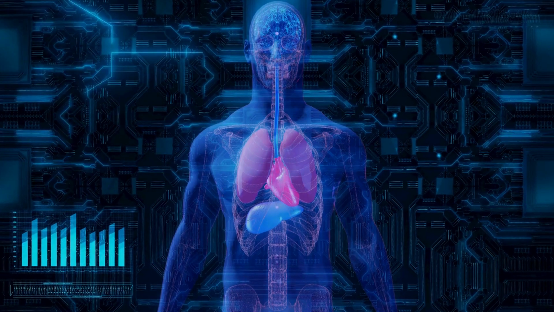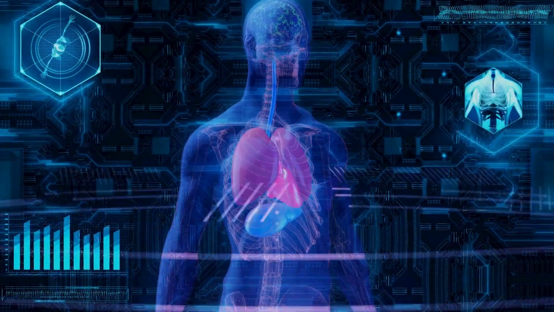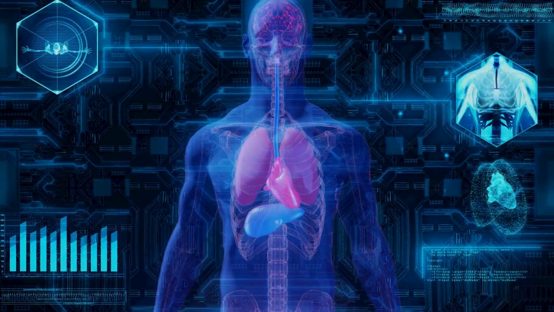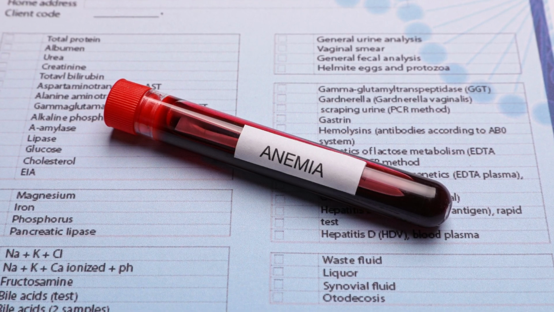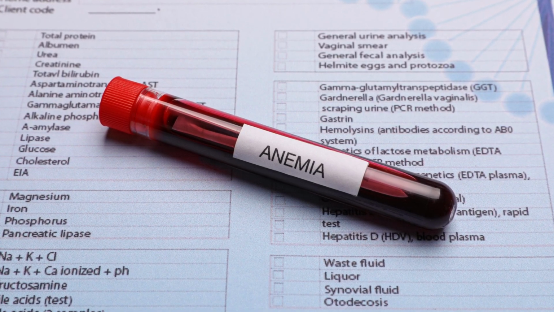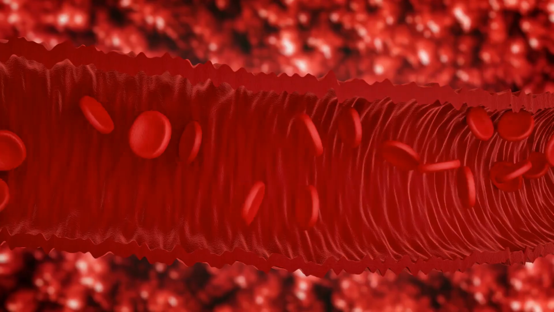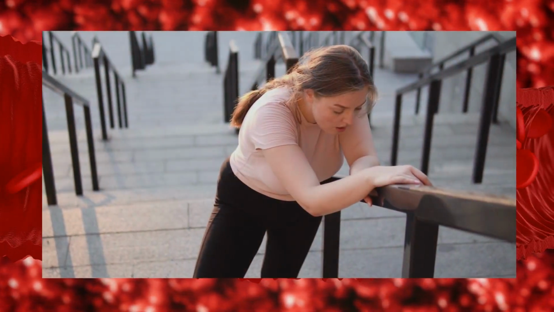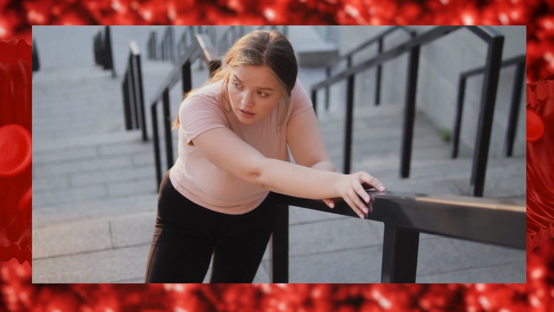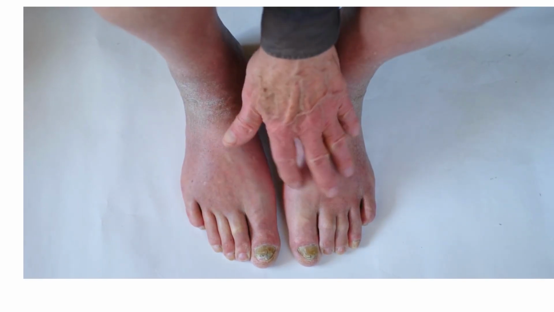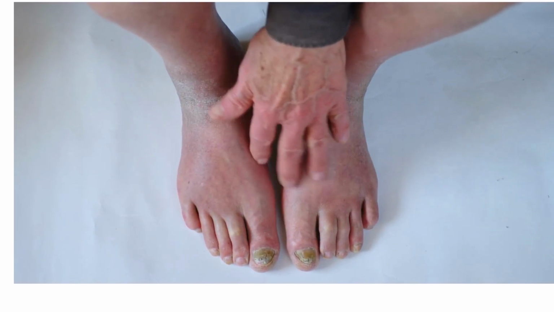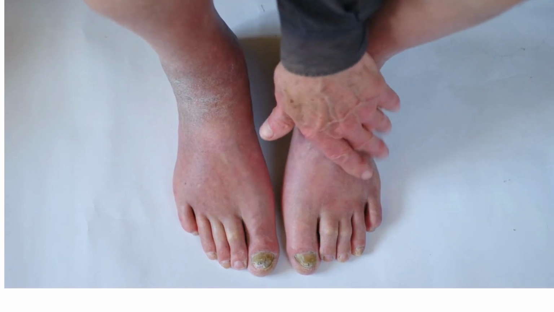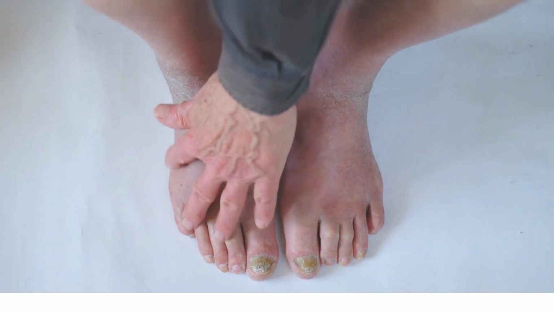The pain can occur in various body parts, including the bones, joints, chest, and abdomen. 2. Anemia. SCD can lead to chronic anemia, where there is a shortage of healthy red blood cells to carry oxygen throughout the body. This can result in fatigue, weakness, and shortness of breath. 3. Swelling of hands and feet. SCD can cause swelling in the hands and feet, which may be a result of blocked blood flow and inflammation.